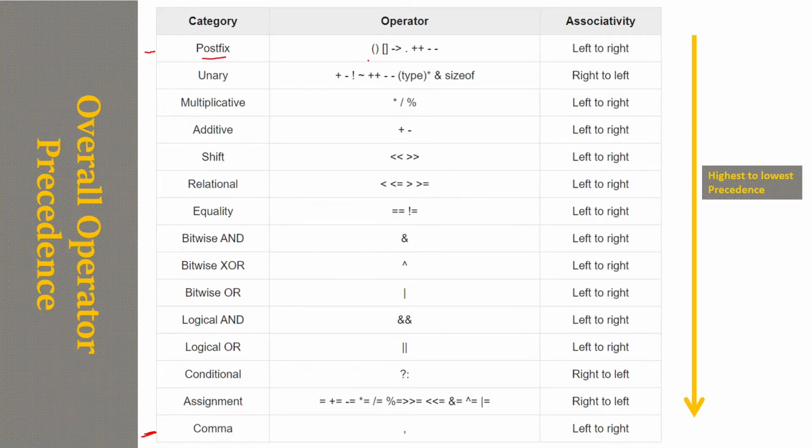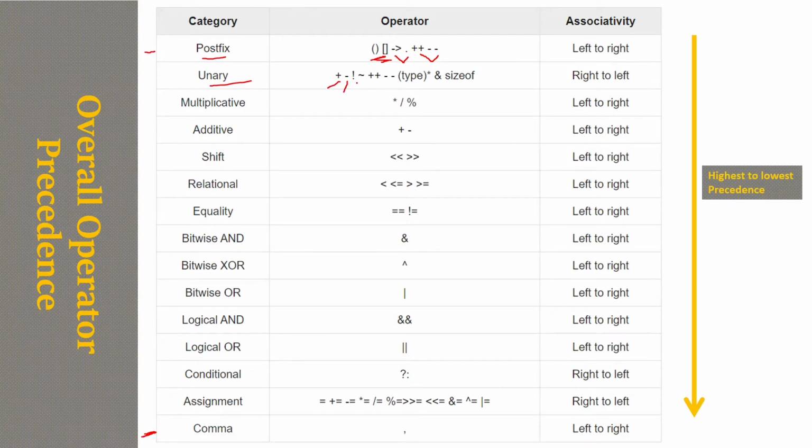In this postfix, you have the brackets, you have the member selection operators, and the most important is the increment and decrement postfix operators. Then we have the unary. In the unary, we have the unary plus and minus, which are important ones to know.